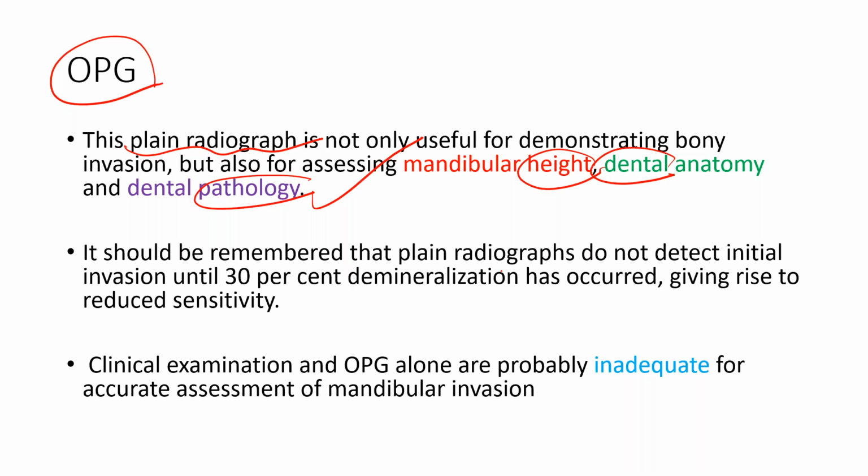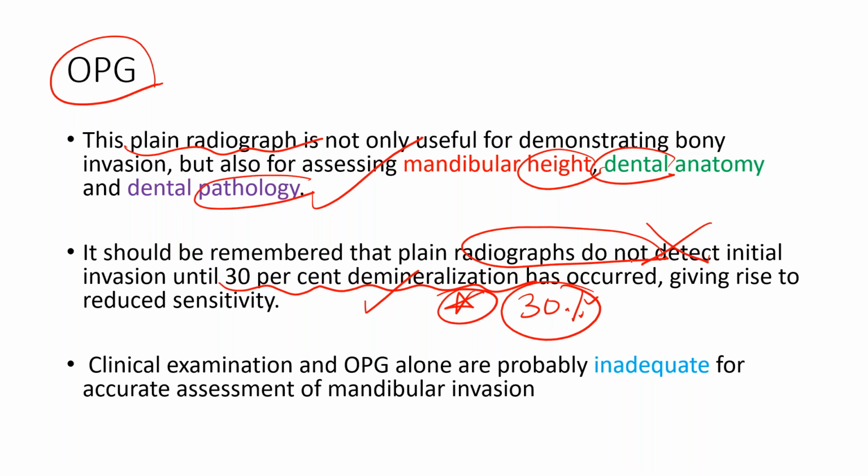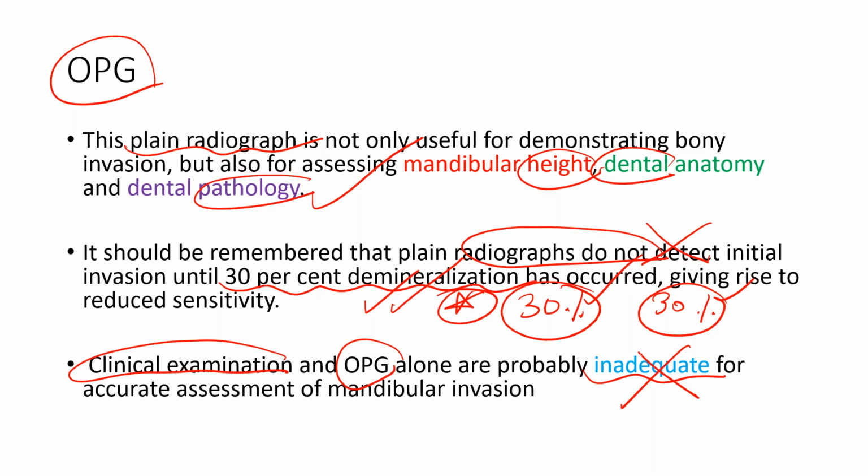It should be remembered that plain radiographs do not detect the initial invasion until 30% demineralization has occurred. A minimum of 30% demineralization has to occur to be determined on a plain radiograph. So clinical examination and orthopan tomogram are inadequate. They are just not enough.